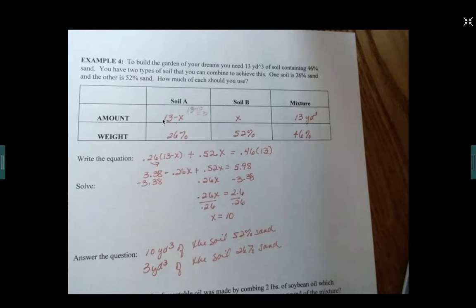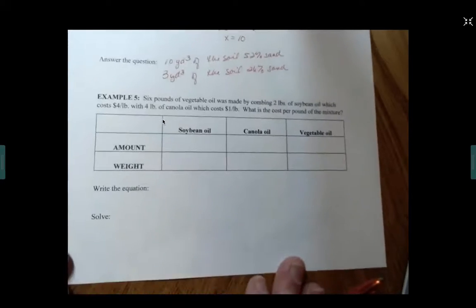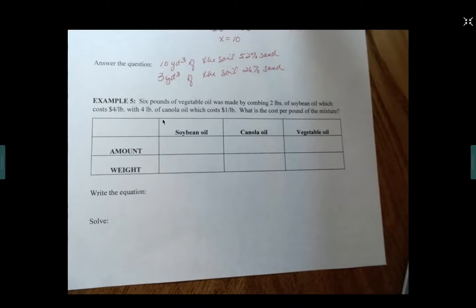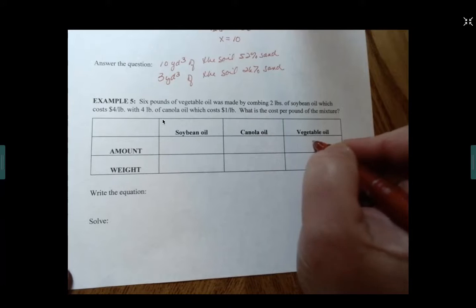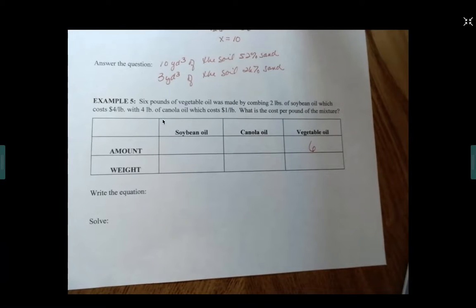Okay. Let's look at one more example. This time we're going to make vegetable oil. We have 6 pounds of vegetable oil made by combining 2 pounds of soybean oil, which costs $4 per pound, and 4 pounds of canola oil, which costs $1 per pound. What is the cost per pound of the mixture? So once again, take what you know and fill in your chart. I have 6 pounds of vegetable oil. So we know that our final amount of vegetable oil is 6 pounds.